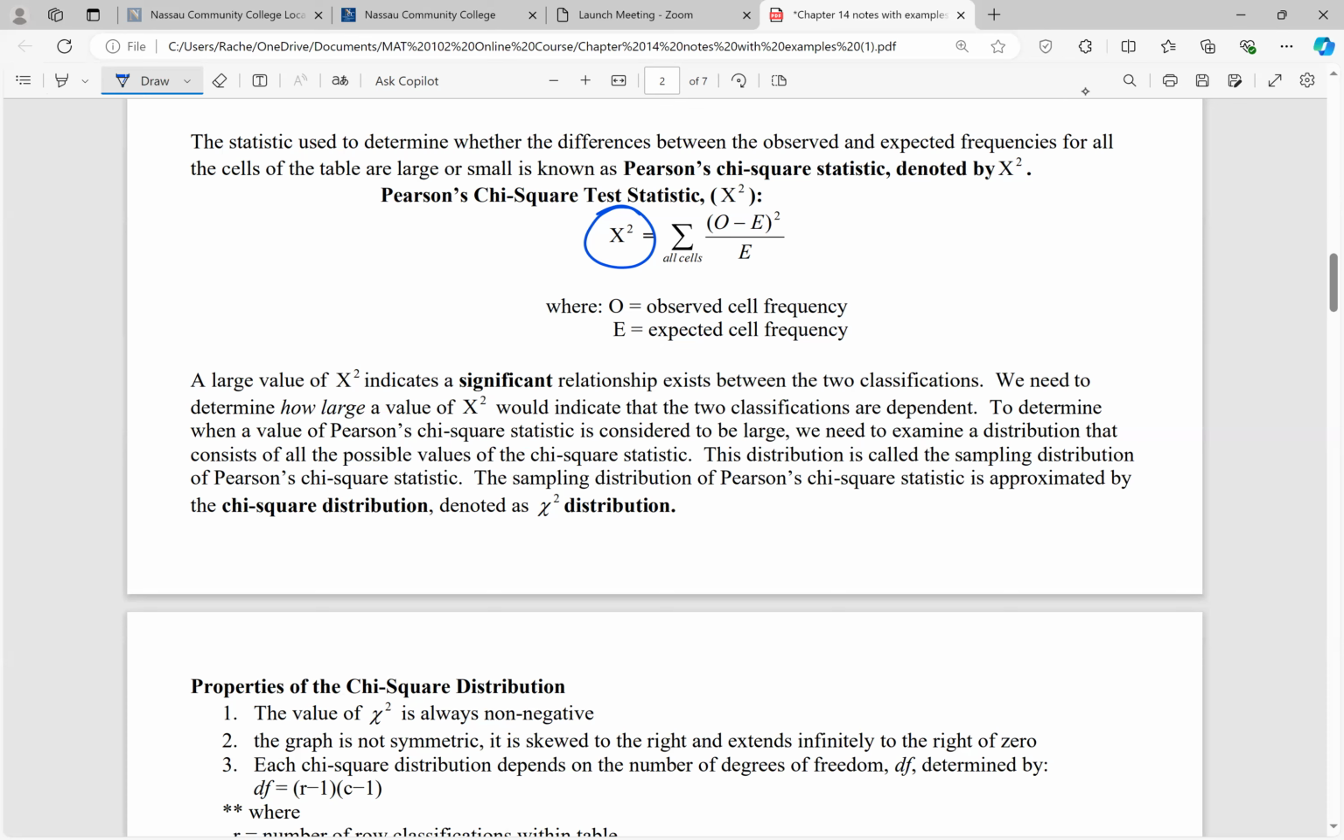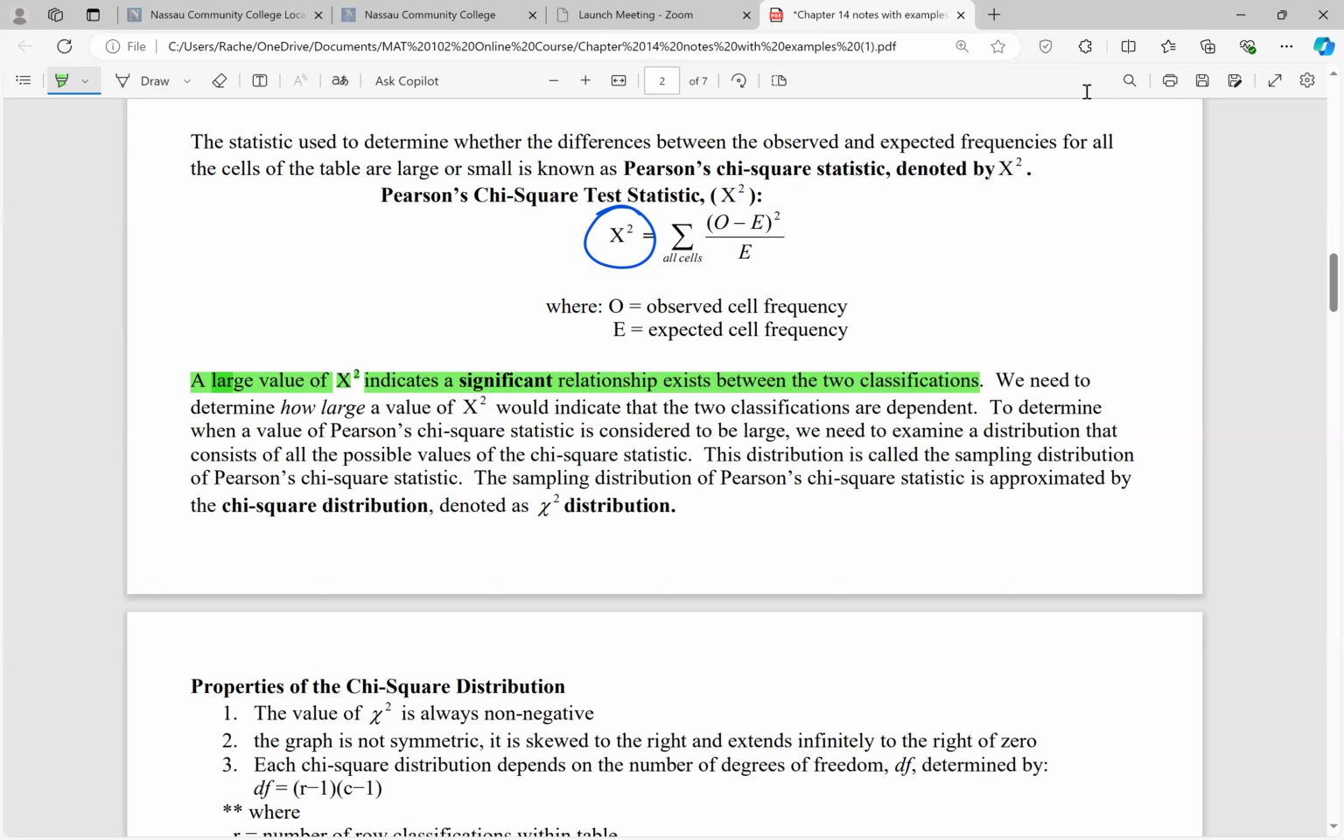A large value, so this is important. This is how we interpret this chi-square test statistic. A large value of chi-square indicates a significant relationship exists between the two classifications. That indicates that they're not independent, that they are in fact dependent, and there's some relationship. So we need to determine how large a value of chi-square would indicate that the two classifications are dependent.